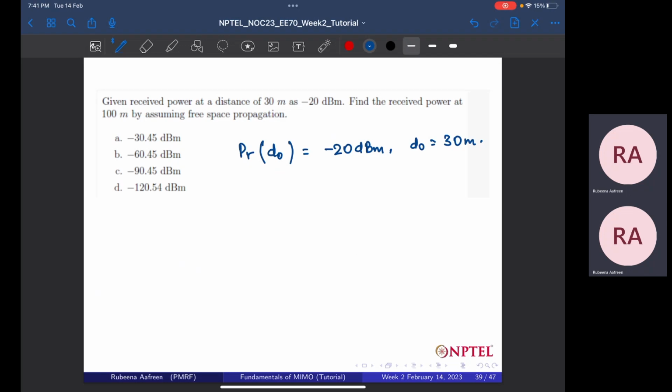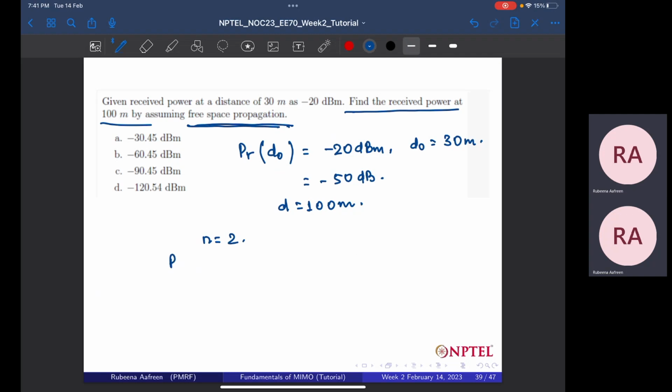So here this would be equal to minus 50 dB. And now we have been asked the received power at 100 meter. So we have D as 100 meter. And this is saying free space propagation. So free space, we have seen earlier that the path loss exponent is 2.